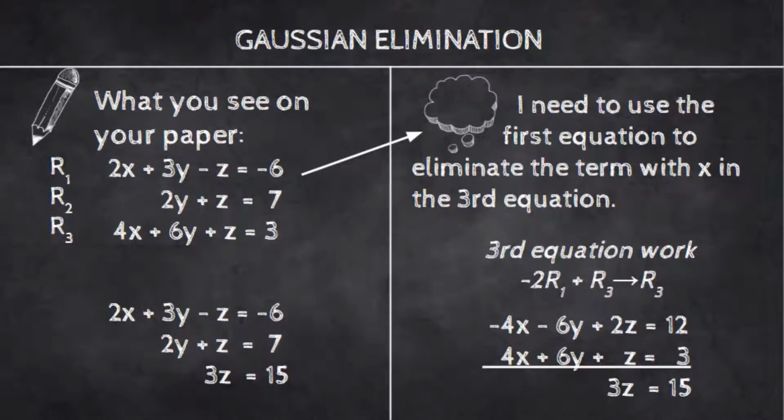Notice your row 1 is not written as negative 4x minus 6y plus 2z equals 12. It is your original row 1. That's why I said there's a difference between what you're thinking about and what you're actually writing on your paper. That first equation does not change. The second one, you rewrote it, and now then your third one is put in there as your 3z equals 15.